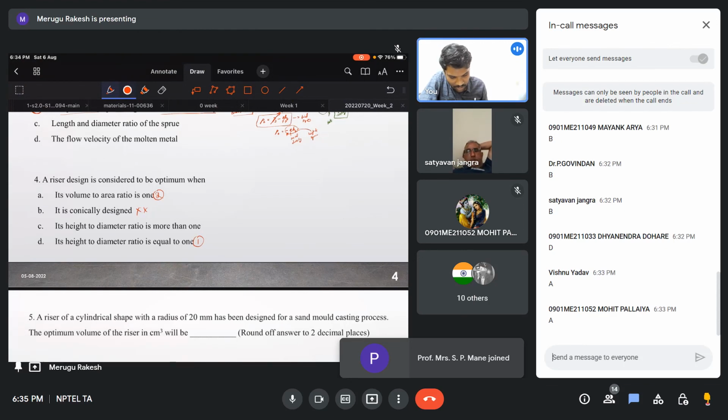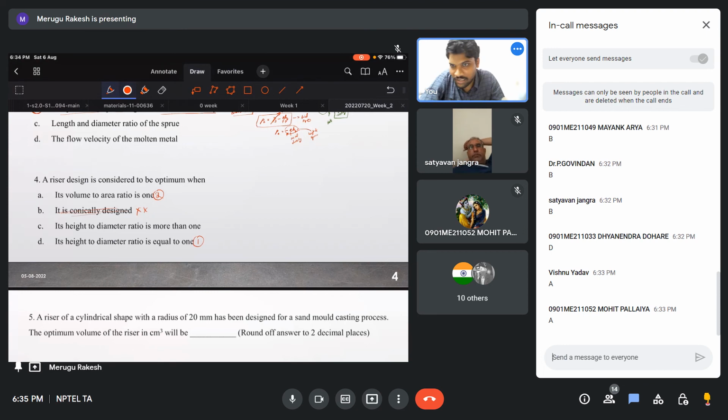So this is wrong. To be frank, most risers are cylindrical, because we don't bother about defects in the riser. The fluid finally enters the risers, and if there is any gas in the casting, those gases will also go into the riser, and from there they escape to the atmosphere.